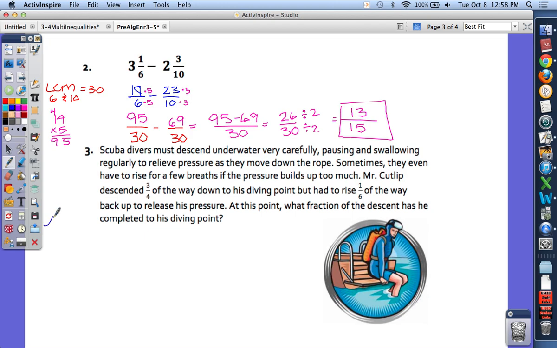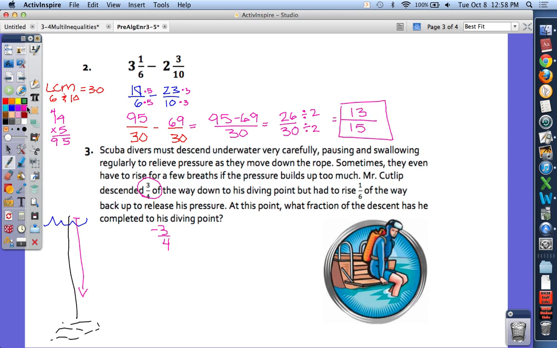So think about it. There's a boat, and there's going to be a rope that he's going down. He's lowering himself down to the sand at the bottom. He went down 3/4 of the way, so I would represent that with a negative 3/4.